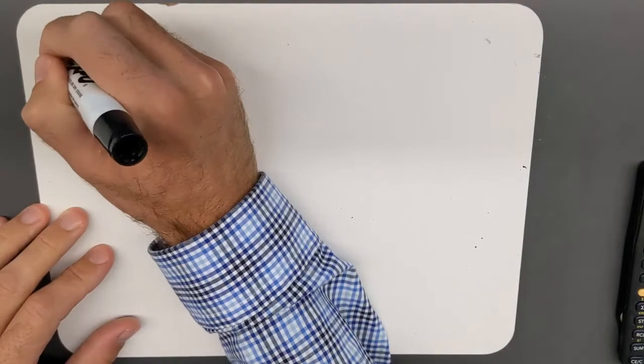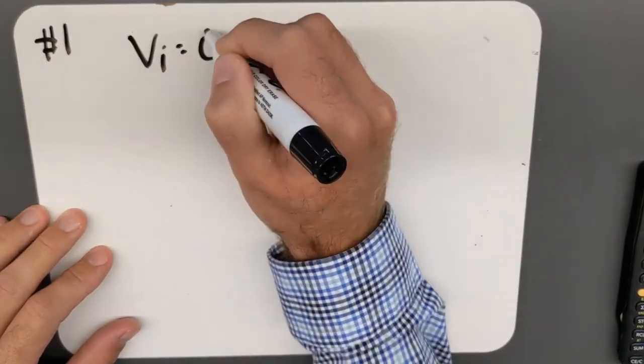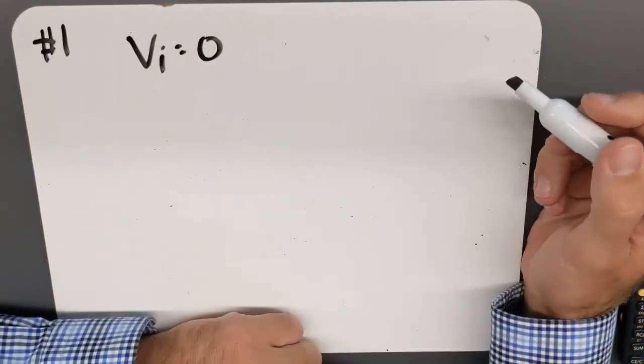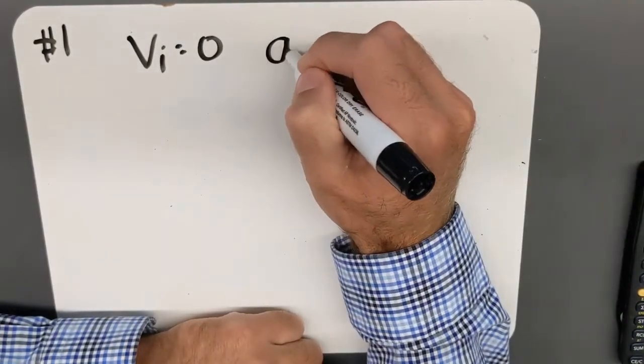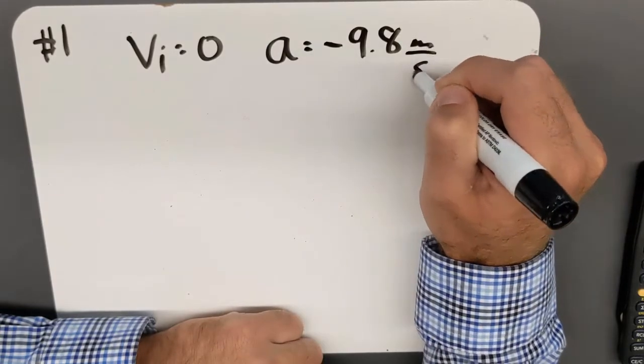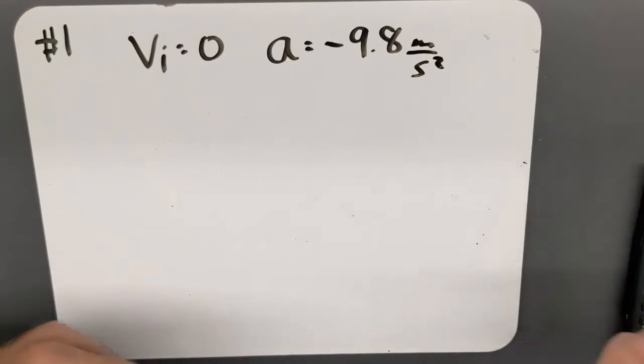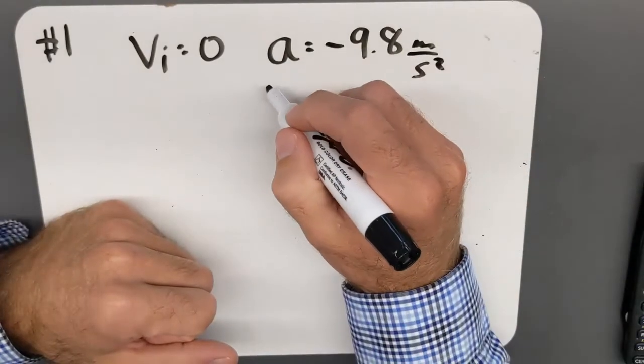Ball's just dropped. All right, we know as soon as the ball's dropped, so this is number one, its initial velocity is 0. When I drop something in my hand, it starts at rest. We also know that once it leaves my hand, it has an acceleration of -9.8 meters per second squared. All right? Now, we want to know how fast it's going, so we'll look for V final.